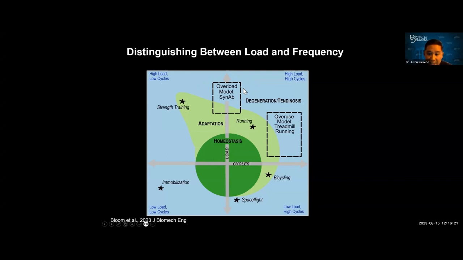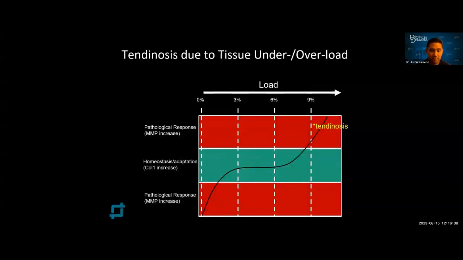impact tendons. There are mouse models or animal models that look at how overuse can contribute to tendinosis. And this is quite common in our field, like treadmill running. However, overload is typically the more understudied mechanism of disease. So if we just isolate load here, what we're suspecting is that overload past a certain point, probably about 9%, will lead to tendinosis. But a decrease in load will lead to the same thing.